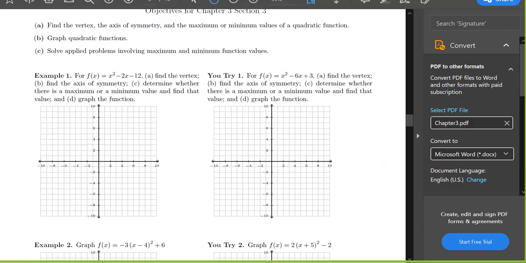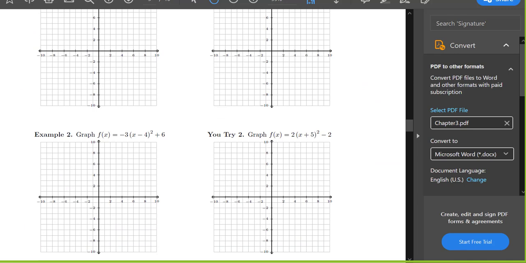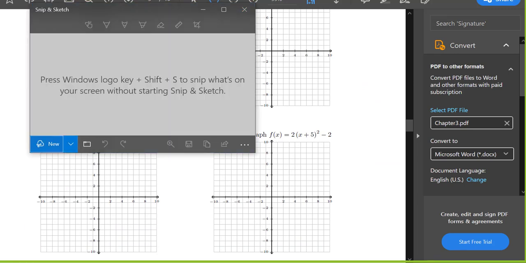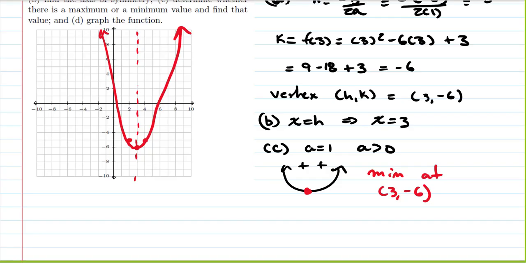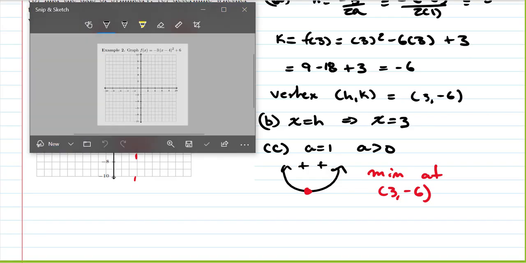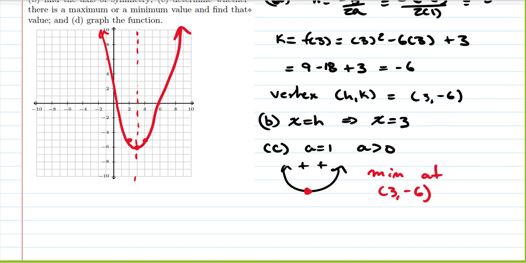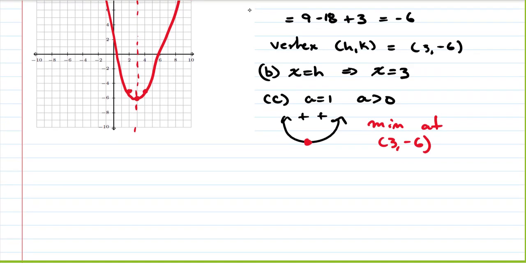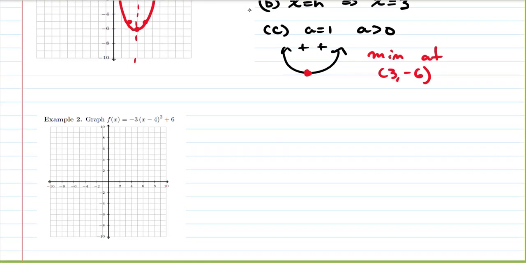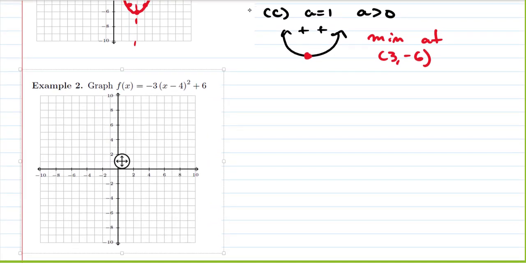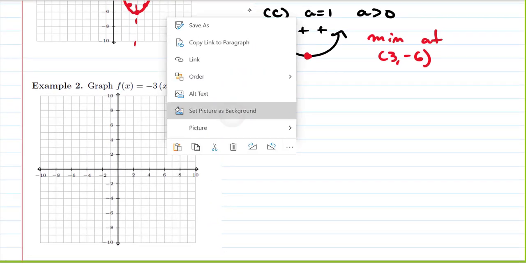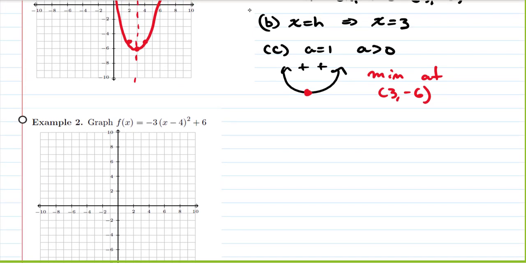So our next part is going to expand a little bit on what we were just doing. This time, the major difference that we note is in this example, instead of being given in standard form, our f of x is given in vertex form.